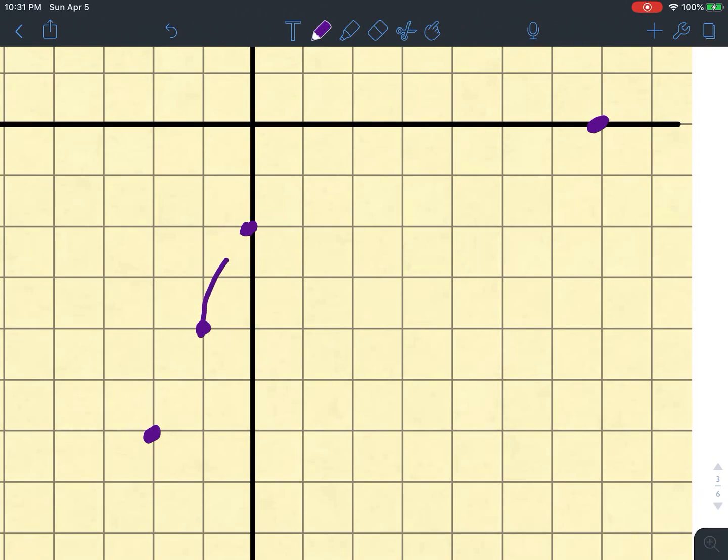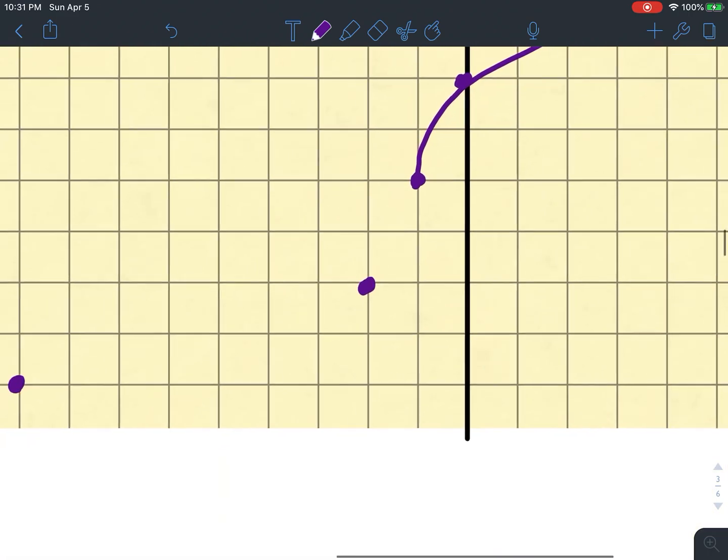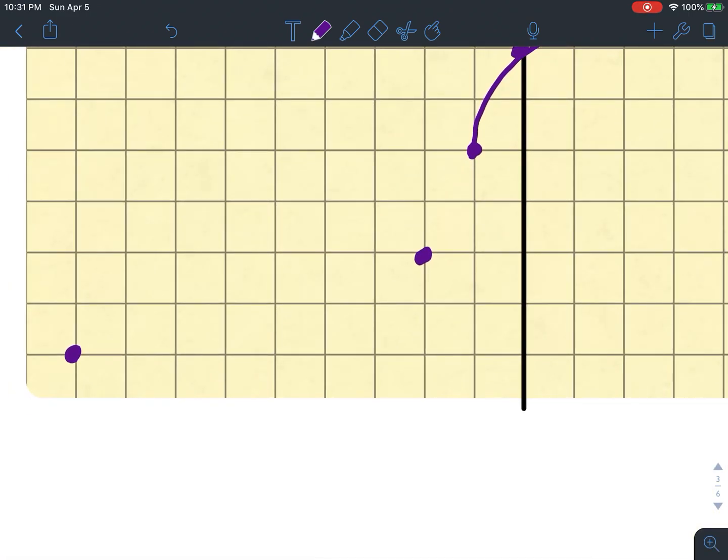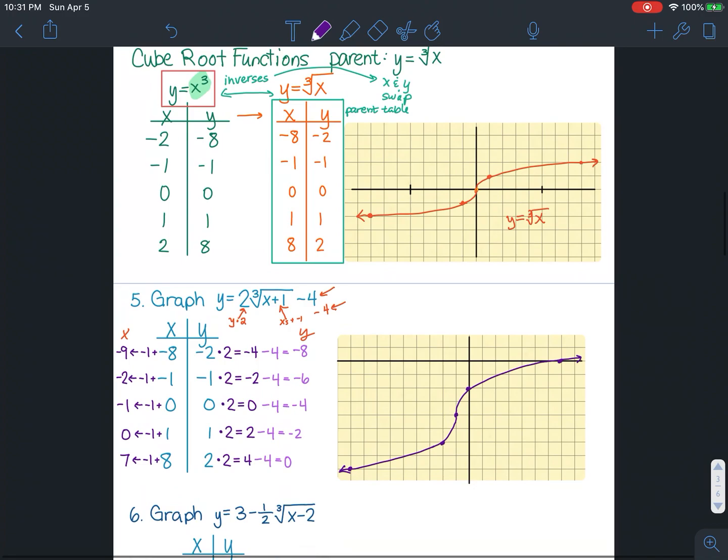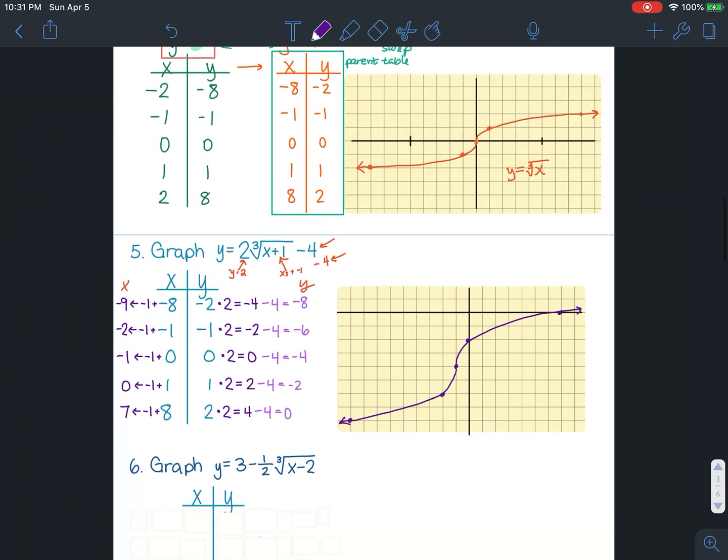Oh, see, it wasn't vertical. Starting from the middle helps me keep my curve vertical at that point. And so you can see that it's stretched vertically. The purple one is stretched vertically from the orange one.